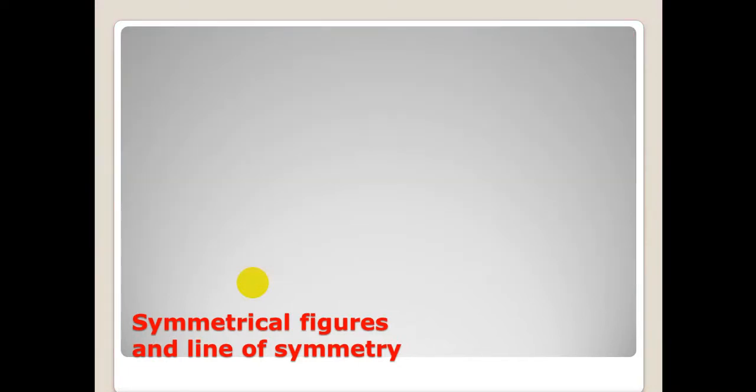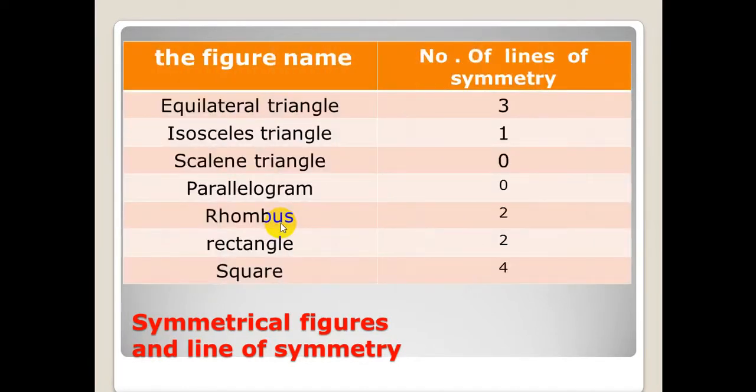And again, here are the figure name and the number of lines of symmetry. Equilateral triangle, how many lines? 3. And isosceles, we said any isosceles? 1. Scalene, all sides are different, it will be 0 lines. All sides are different, so we can't divide it into 2 congruent parts. It gives me 0 lines of symmetry.